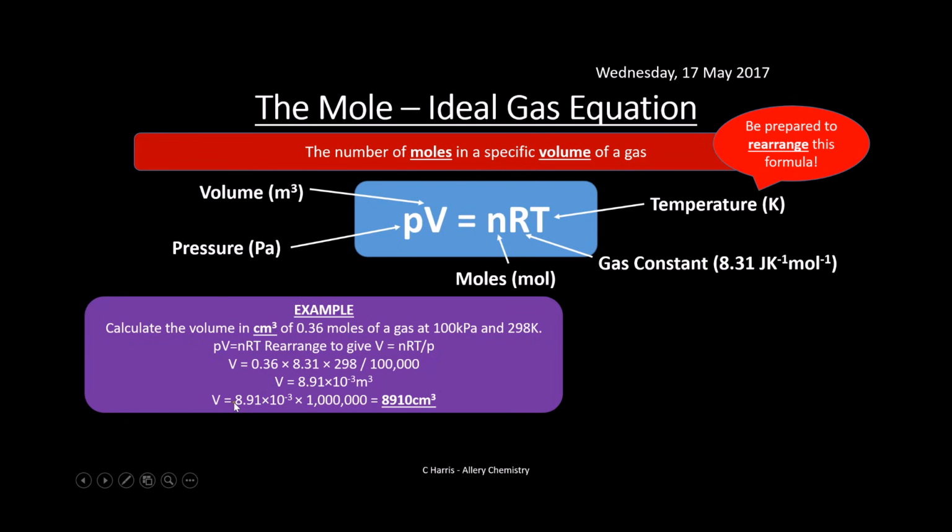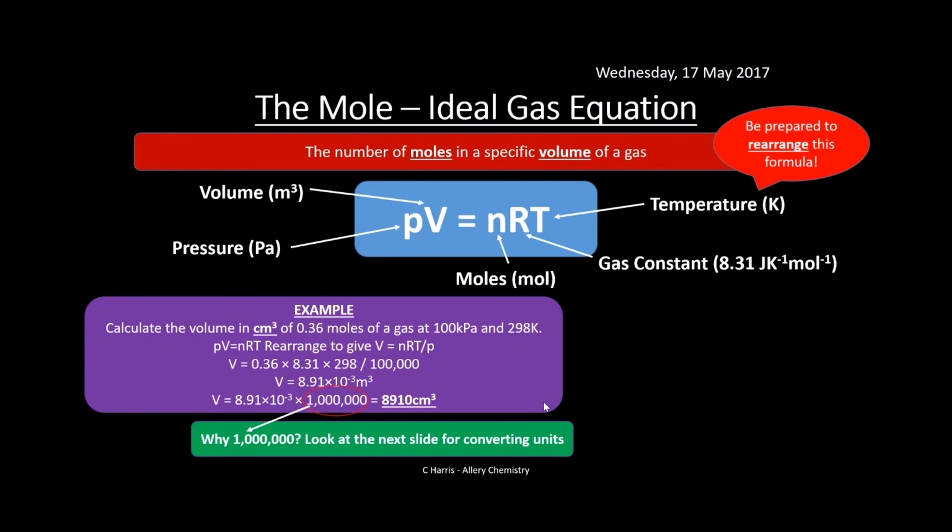So that's your volume. Obviously in centimeters cubed, now again we're going from meters cubed to centimeters cubed. We have to times by 1,000,000. Now you'll see a conversion chart later on. I'll show you why we multiply it by 1,000,000. So we're taking the volume in meters cubed, turning it into centimeters cubed, which is 8910 centimeters cubed. Okay, so we'll have a look at converting units later on.